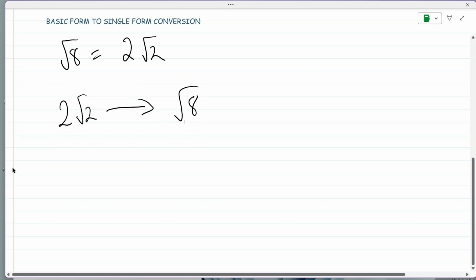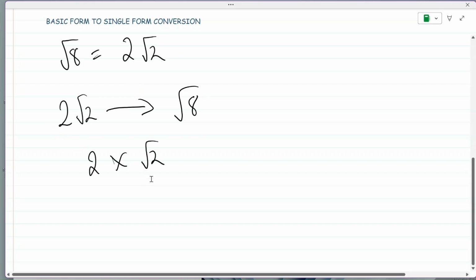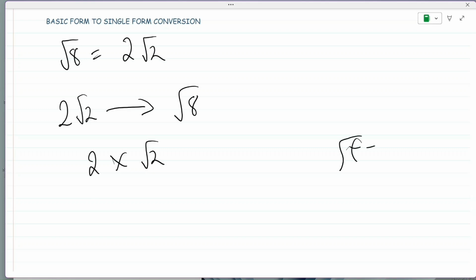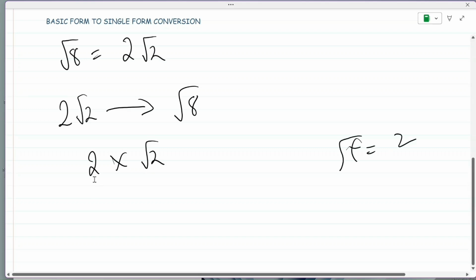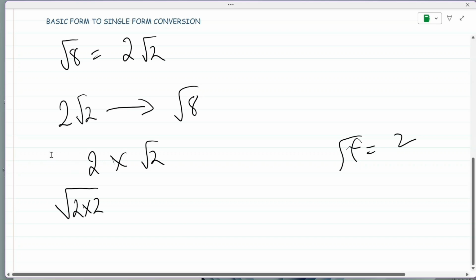2 root 2 is also 2 times root 2. We're separating them back. That's 2 times root 2. This 2, we have to put in square root. Now you should know that the square root of 4 will give you 2. So we're taking this 2 back to its square root. You can just simply introduce a square root. The square root is simply 2 numbers that will multiply itself. So you take this 2 and multiply it by itself. That's 2 times 2.